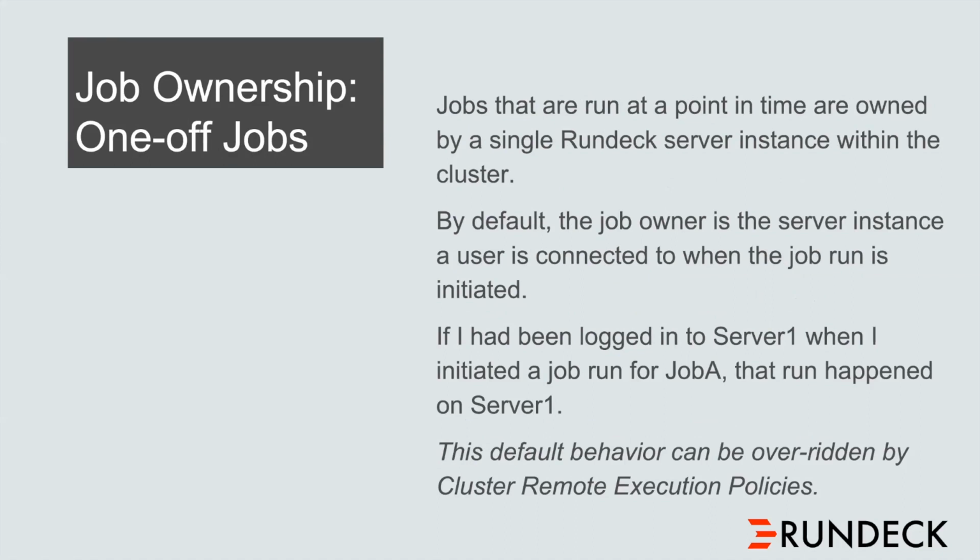The second is ownership of one-off jobs, a job that's run at a point in time. Again, that's going to have a single server instance that owns that job while it's running. By default, the job owner, the server, is going to be the instance the user was connected to when the job run was initiated. So if I log in today and I happen to be on server 1 and I'm running job A, that's going to happen on server 1 if nothing else has been configured to make it happen otherwise.